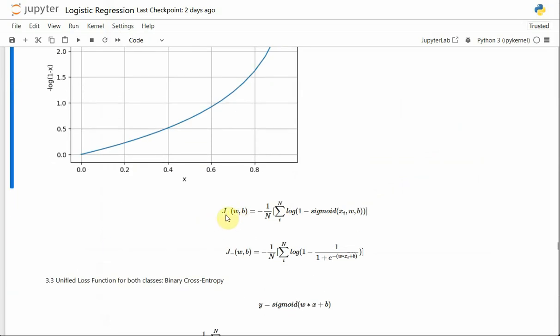So in the case of the negative class, we will take a log of 1 minus sigmoid function value, take a sum of all these logs across the data points, divided by n, and take with a negative sign.